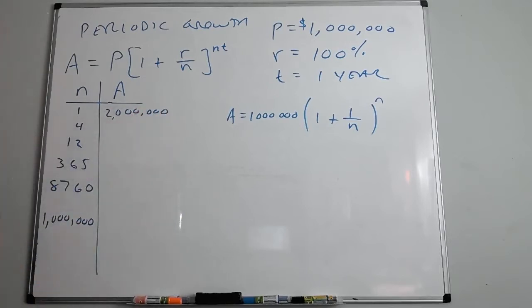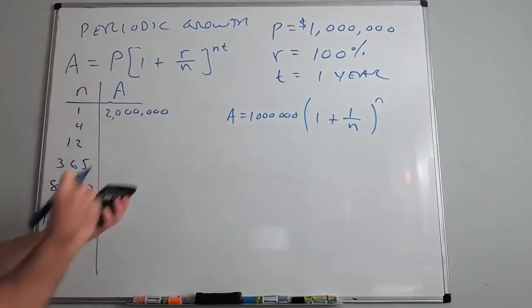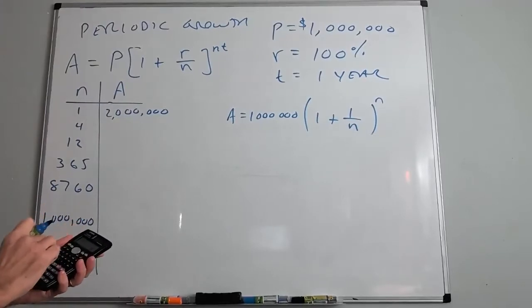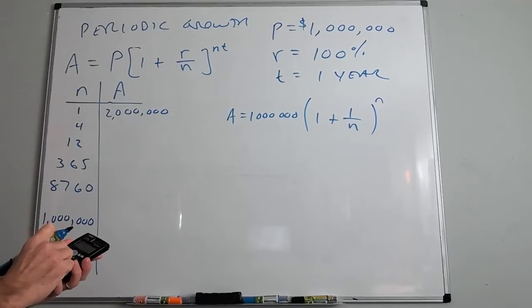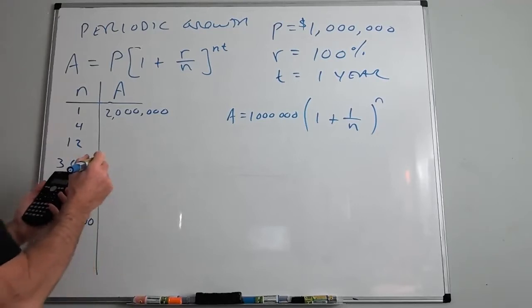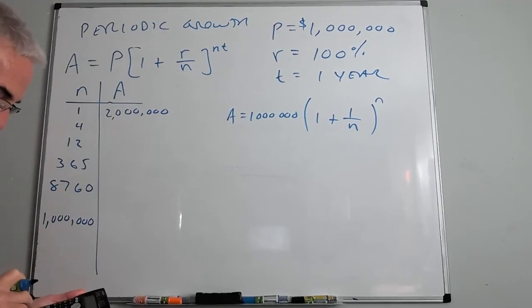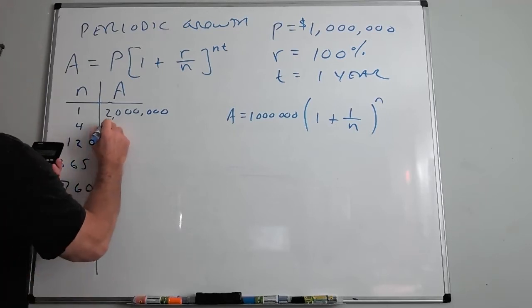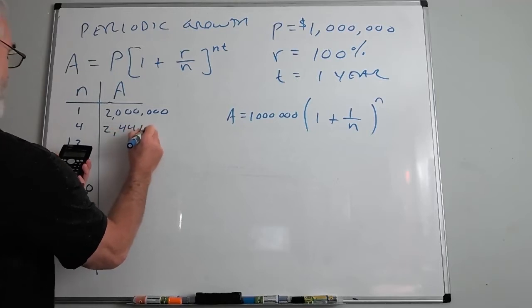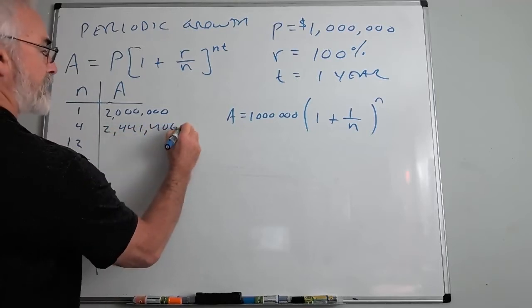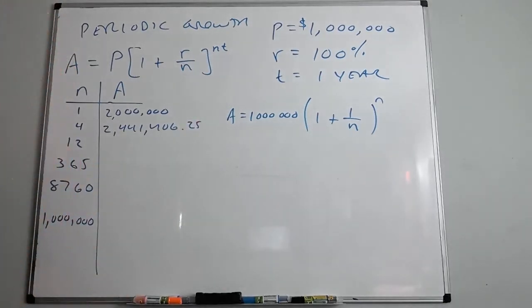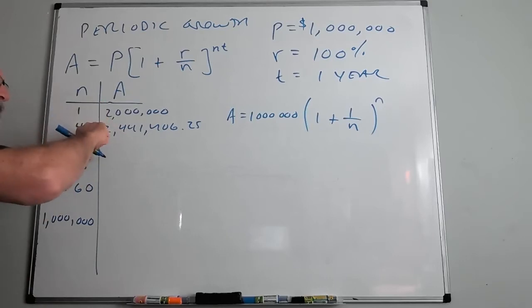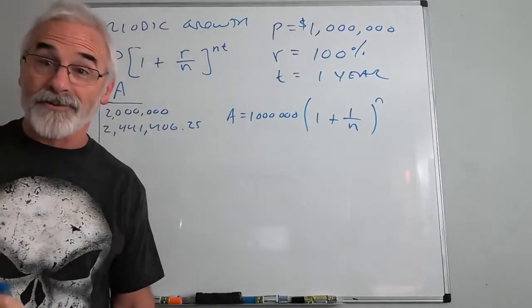Okay, piece of cake. Now let's do it quarterly and see what happens to our interest. I do it quarterly. Whoops. Try that again. The calculator just got stuck for a second. There we go. 2,441,406.25. Of course, good loan sharks do not drop the interest. Now, going from once a year to 4 times a year, we made over $400,000 of additional interest.